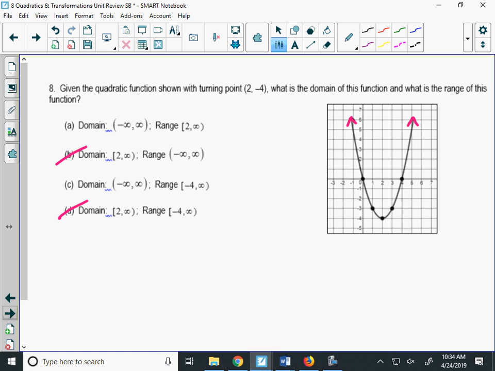Now my range goes bottom to top. Now here I'm looking at the y value on the bottom, which is at negative 4. I'm going to go from negative 4 up to infinity, which matches with C.